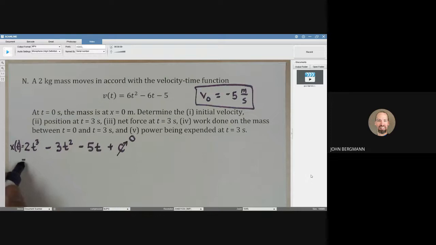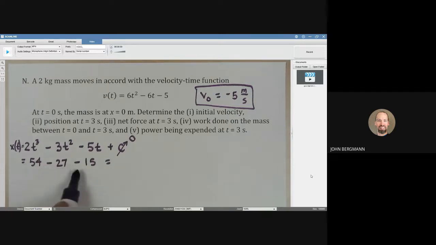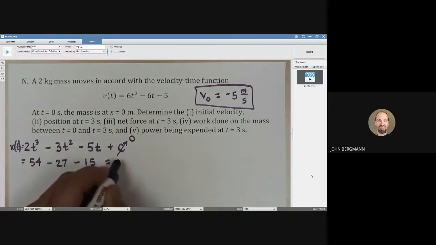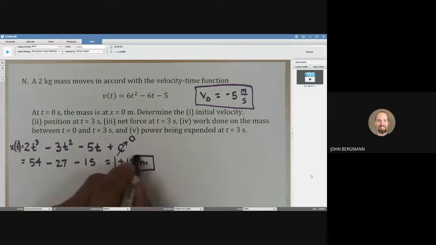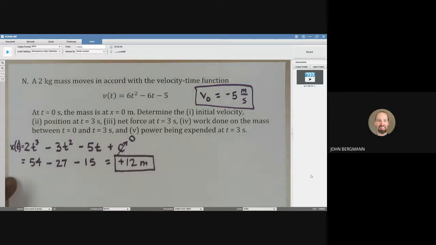Can we do that? If I put a 3 in there, that's going to be 27, 54. If I put a 3 in there, that's going to be 9, 27. If I put a 3 in there, that's going to be 15. What's that come out to be? 54 minus 27 minus 15 is going to be positive 12. That's where it's going to be. At 3 seconds, this mass is going to be at position positive 12 meters on our number line.